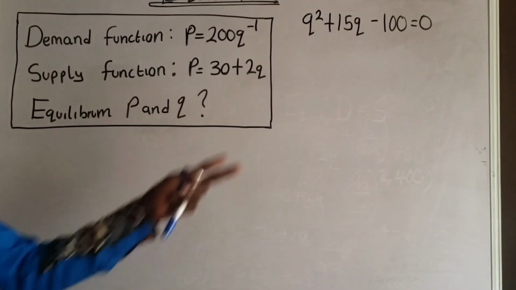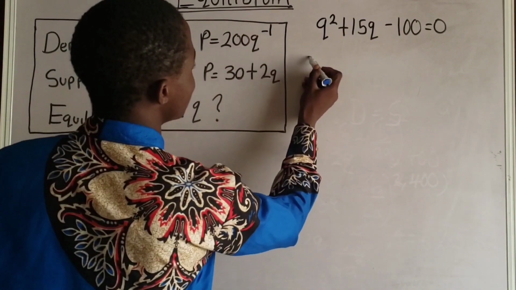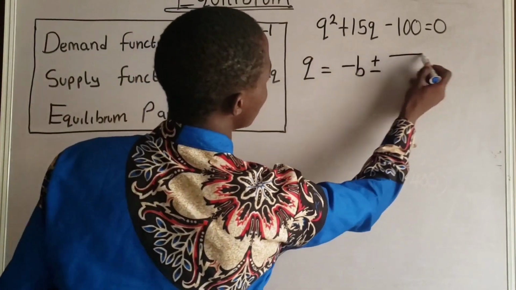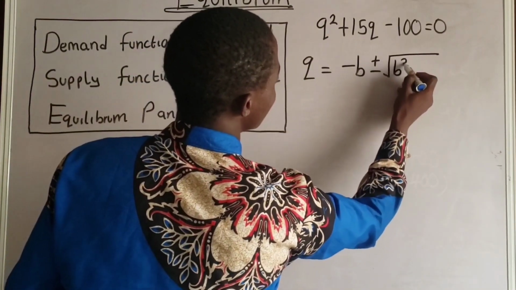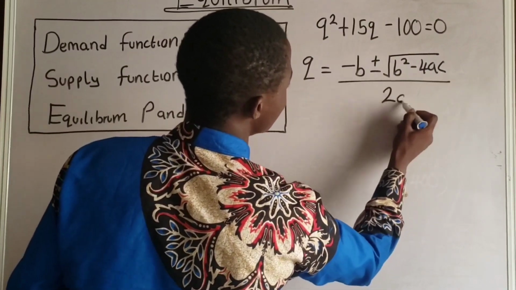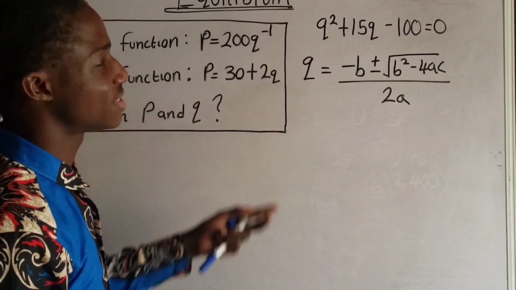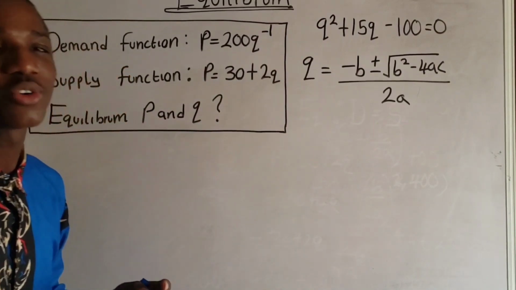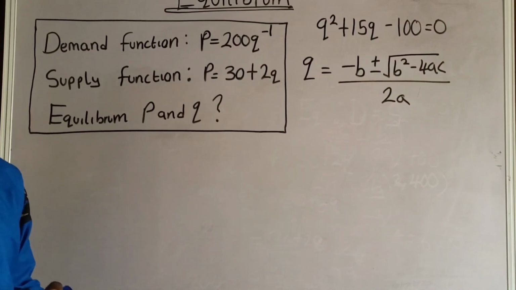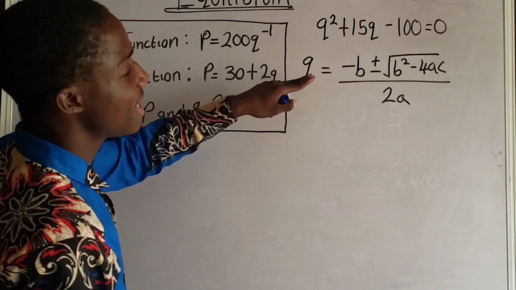Okay, now let us solve for Q using the formula method. Don't forget that the formula is given by Q equals minus B plus or minus square root of B squared minus 4AC all over 2A. So the first step is to identify your A, B, and C. If you have not watched my video on how to solve quadratic equations using the formula method, you can proceed back to the channel and watch the video.